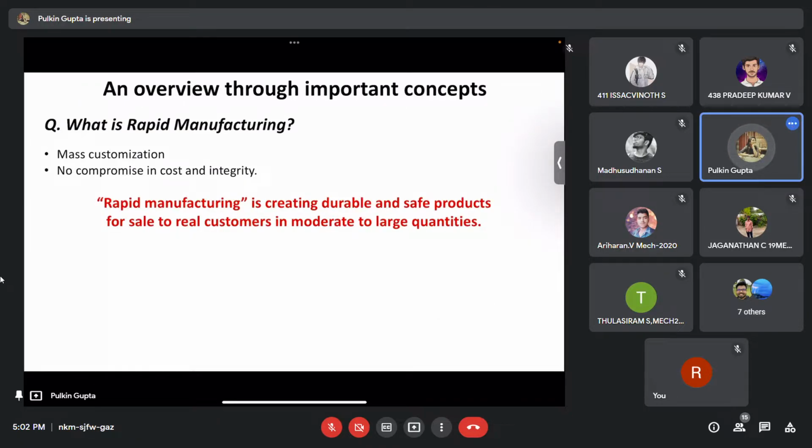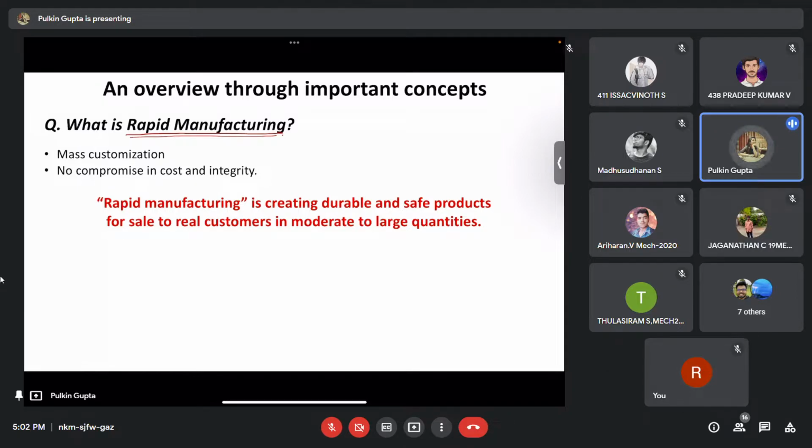So to begin with, let us understand what is meant by the term rapid manufacturing. So since this is the title of the course as well, we should clearly understand what is the meaning of this term. So what is rapid manufacturing?